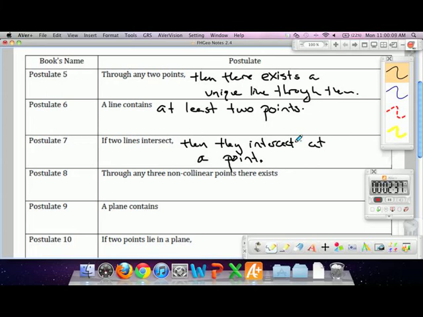What do we say was true about any 3 non-collinear points? What do we say we could create if we had 3 non-collinear points? A plane. Through any 3 non-collinear points, there exists a unique plane. If you have 3 non-collinear points, then you get yourself a plane. You should be able to construct that. A unique plane.